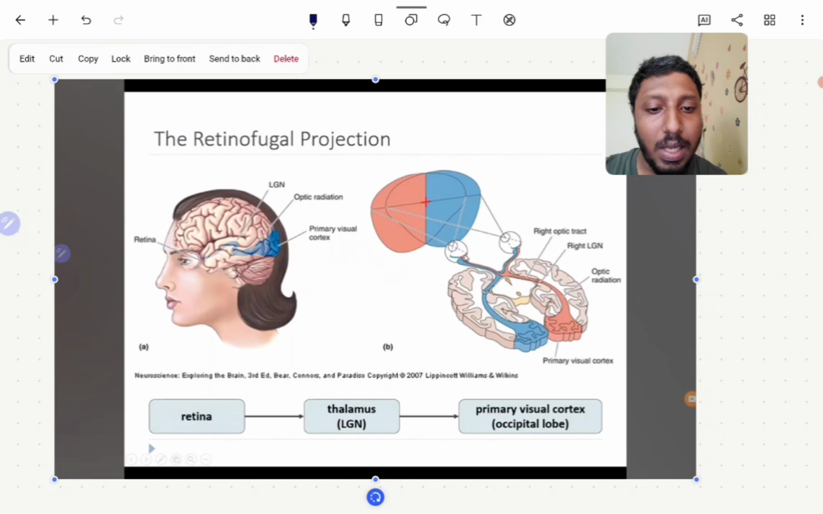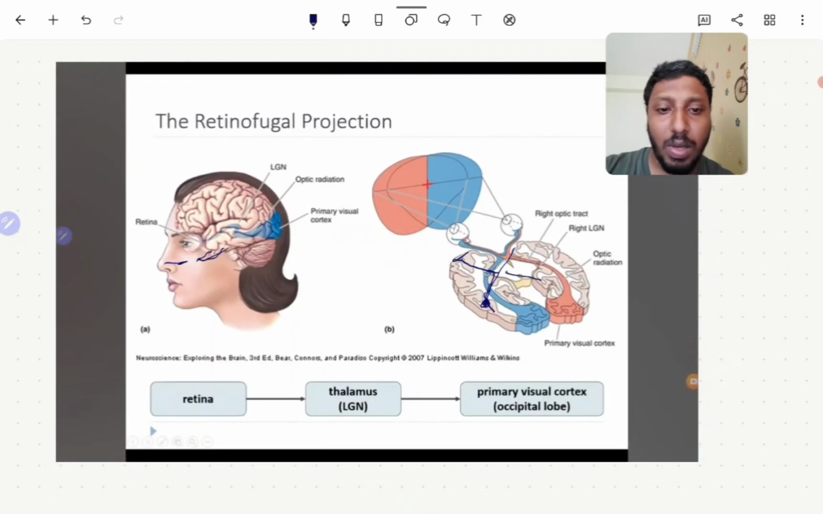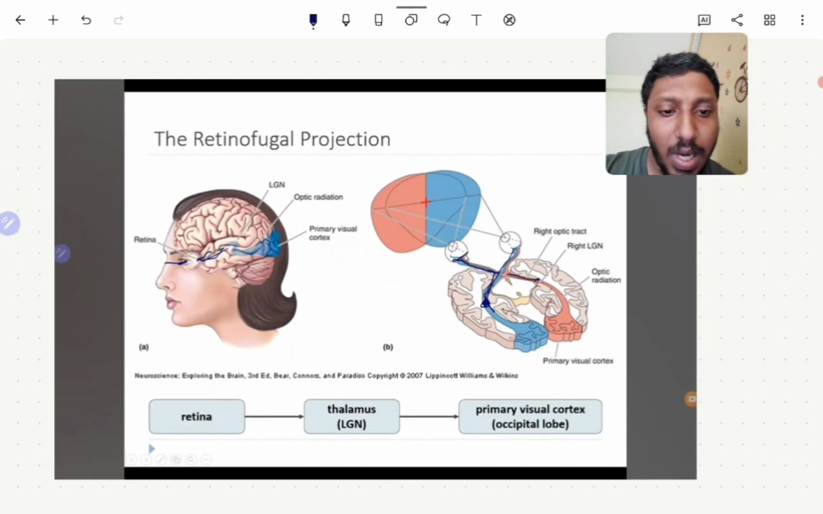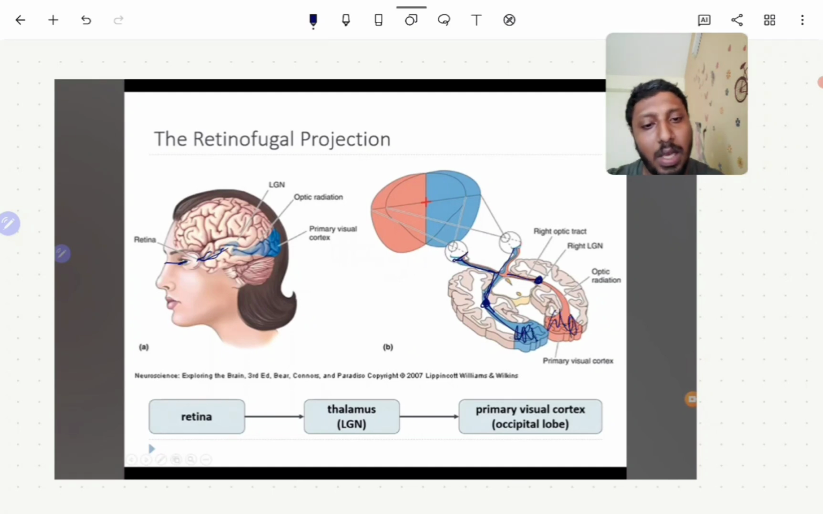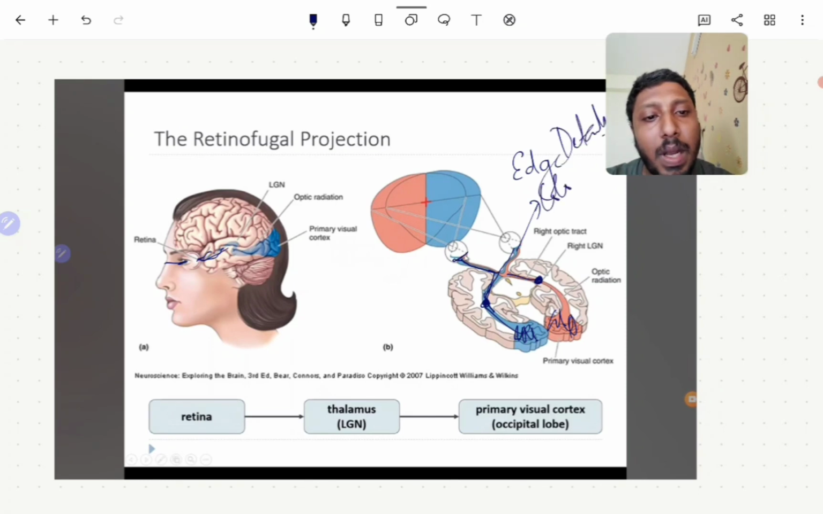Here's the lateral geniculate nucleus, and then it comes to the cortex. So essentially you would think that the retina carries direct information from the light. No, actually the retina carries in itself edge details, color details, and movement details. I'll tell you how these color details come in.